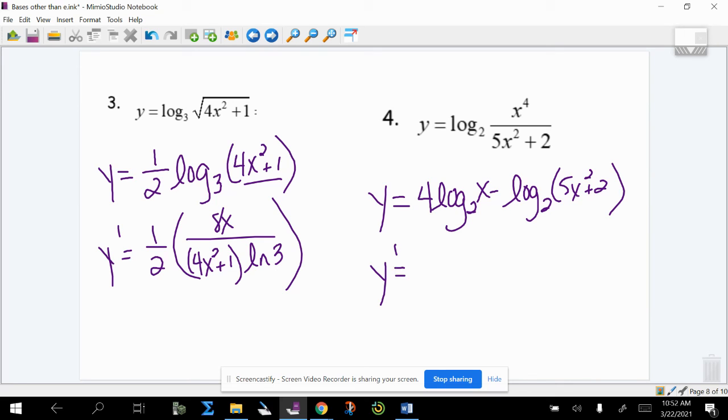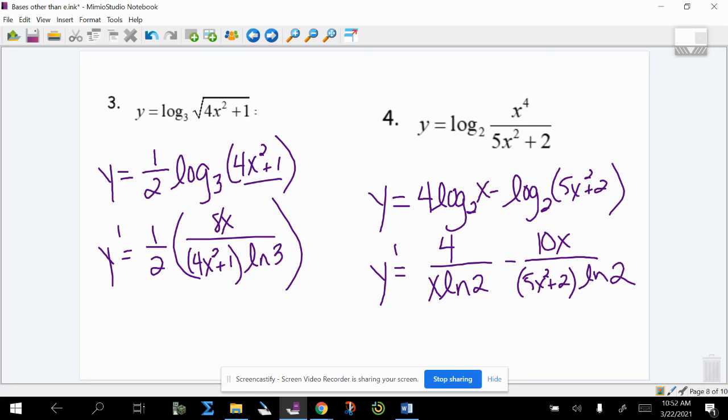So my derivative, the first one, the 4 is just going to be part of the derivative, just a coefficient. And then I'm going to have 1 over x natural log of 2 as the rest of that term's derivative. And then minus the derivative of 5x squared plus 2, which is 10x over 5x squared plus 2 times the natural log of the base, which is 2. Not really anything I can do to simplify that, so you end up with kind of longer answers, but hopefully each individual one's not too difficult.